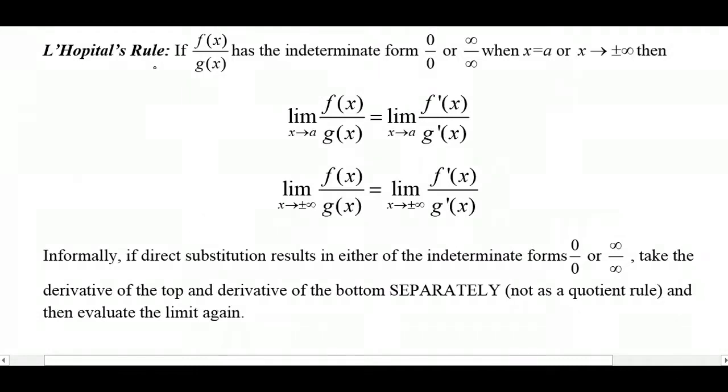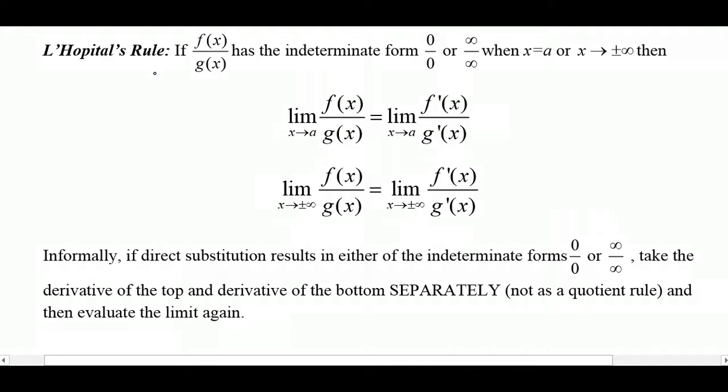L'Hopital's rule. So L'Hopital's rule actually is going to help us solve limits back from chapter 2. And you might be thinking, well, why are we going back to limits now? Well, it's because L'Hopital's rule uses derivatives to help us solve limits, and it's actually a fan favorite among students, so they love using L'Hopital's rule.